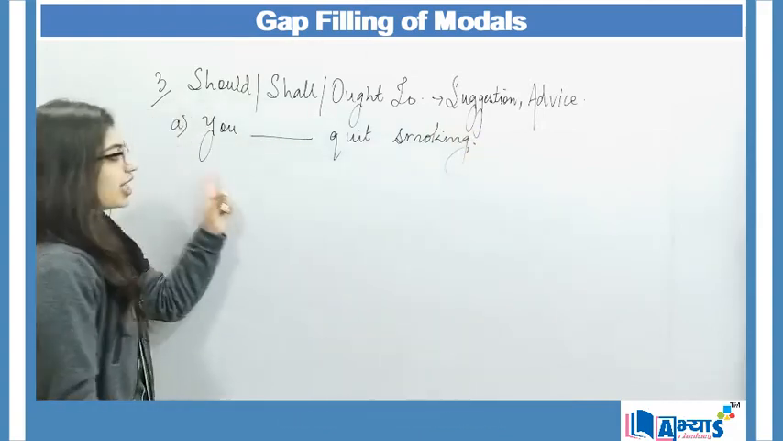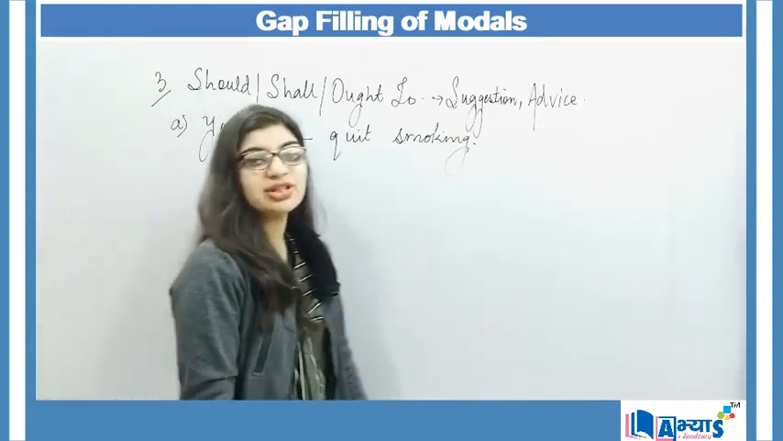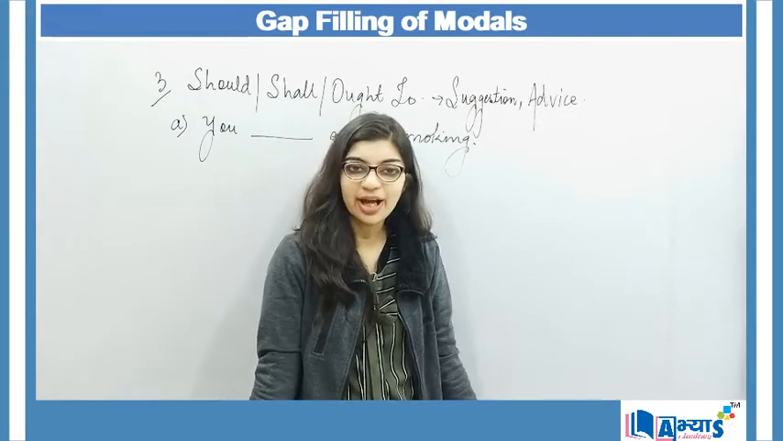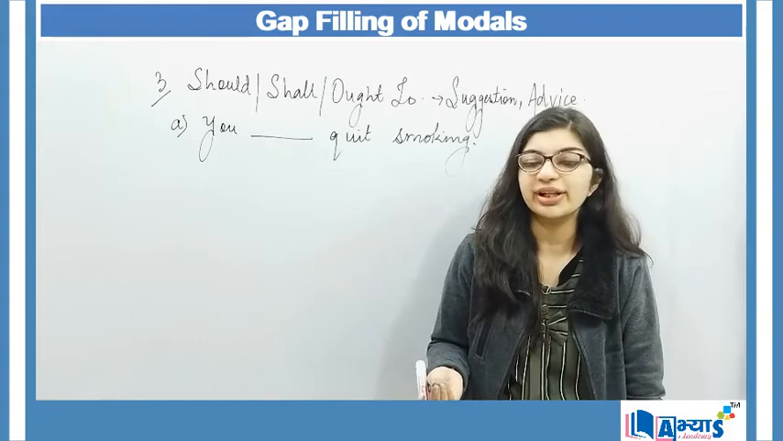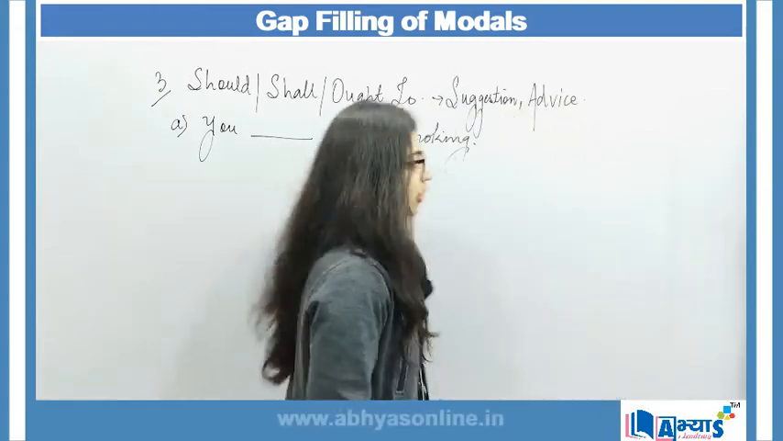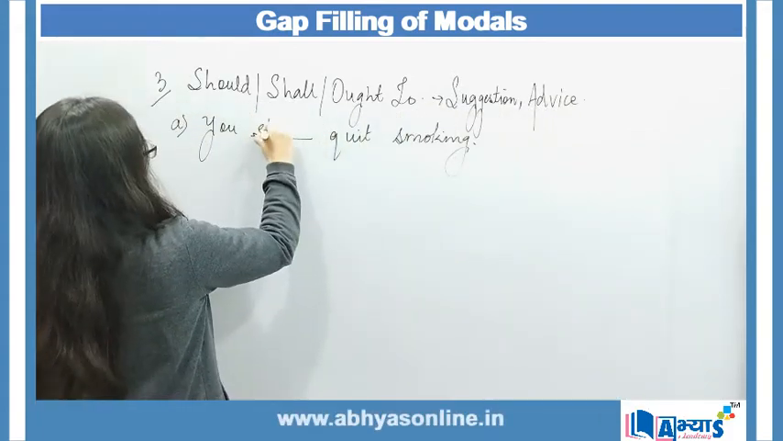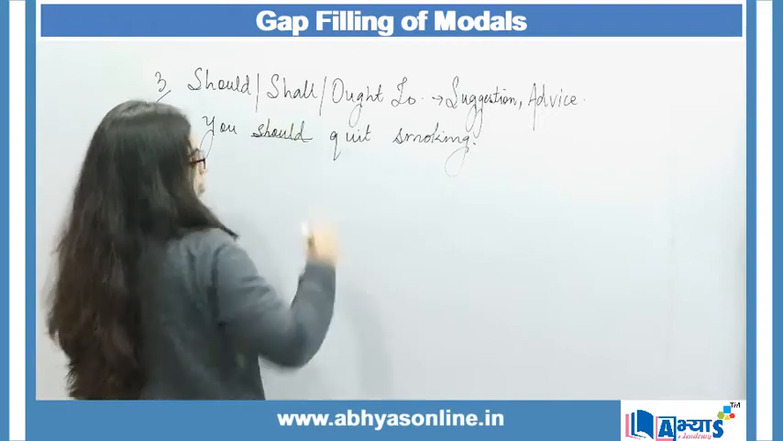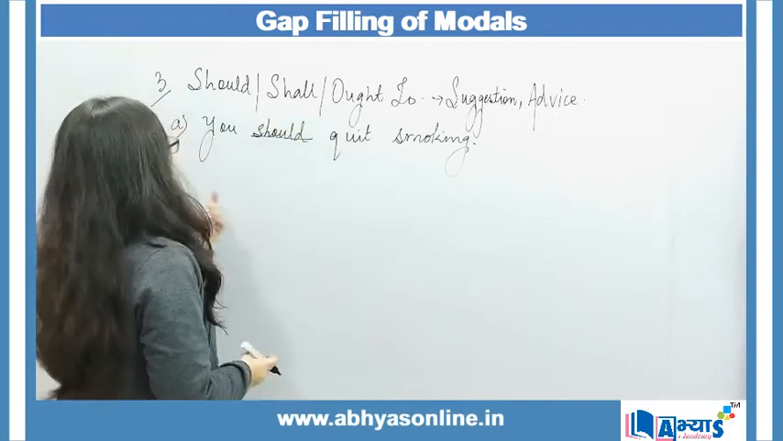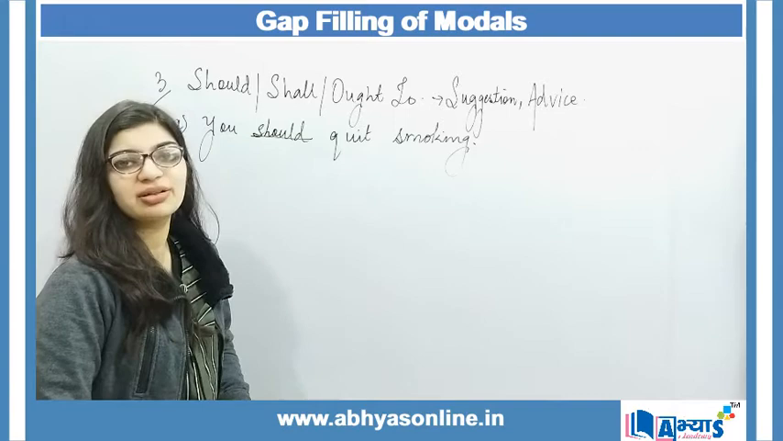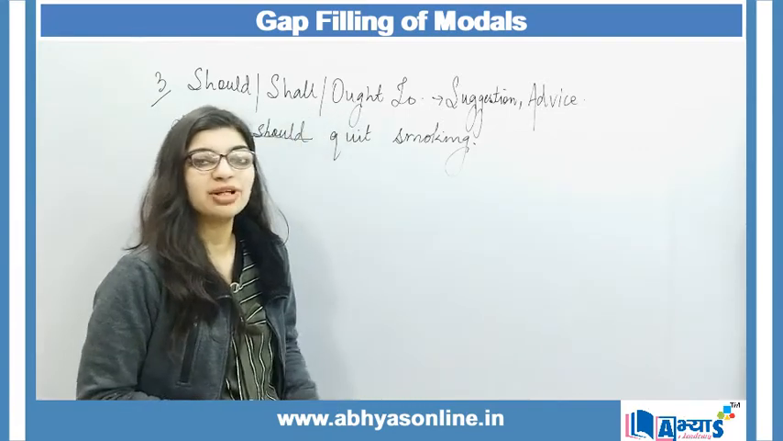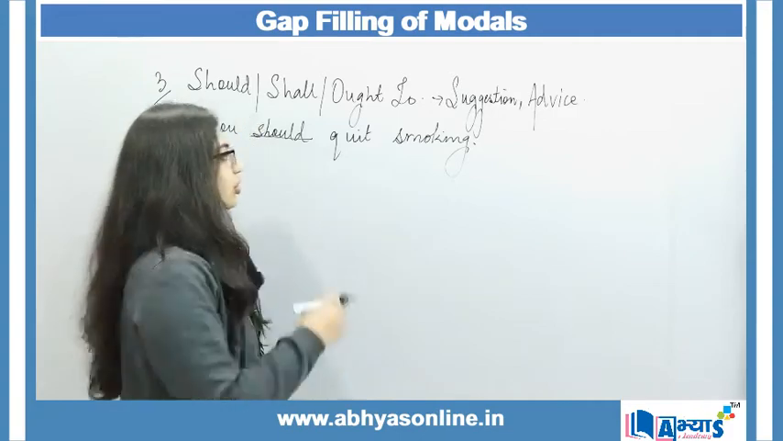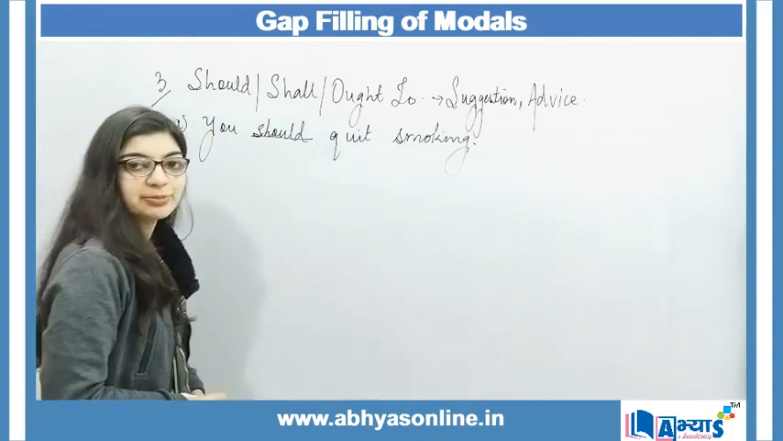When I say you dash quit smoking, here I am just giving a friendly advice, or I am suggesting a person who is in the habit of smoking that you should stop smoking or you should quit smoking. So should over here is the best suitable modal. You shall quit smoking doesn't make that much sense because it does not put that much impact on the person. So should will be the correct word that can be placed.